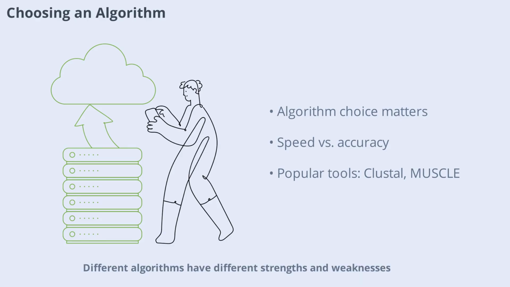Different algorithms have different strengths and weaknesses, and the choice depends on the nature of your sequences and your research goals. Some algorithms are optimized for speed while others prioritize accuracy. Popular MSA algorithms include Clustal Omega, Muscle, and MAFFT. Understanding the features of each algorithm helps you make an informed choice for your analysis.